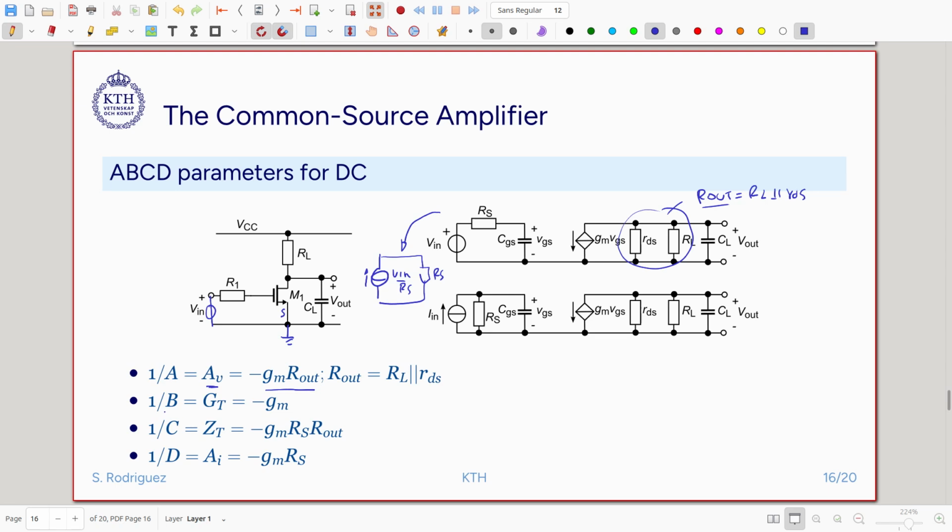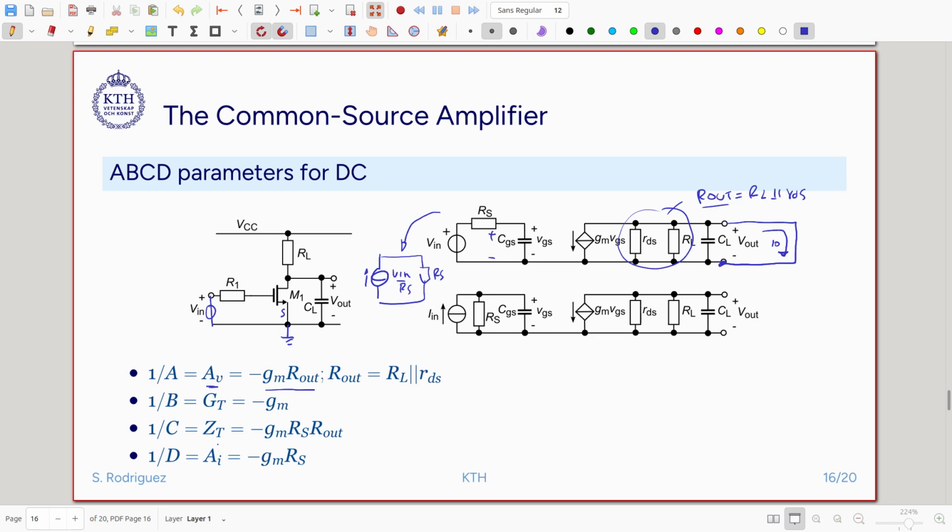For parameter B, we have the transconductance. We short circuit the output and calculate the current that passes here, and the parameter that dominates here is this transconductance, gm. So this is the transconductance gain, gm. It converts this voltage to current, and then we change the sign because we assume that the current Eout goes in the other direction.